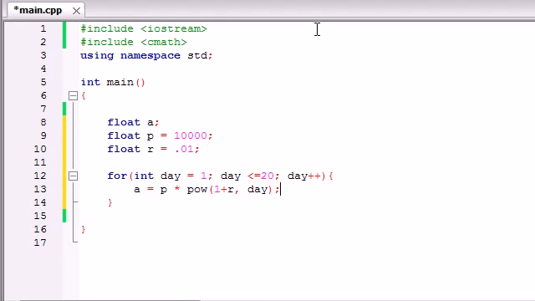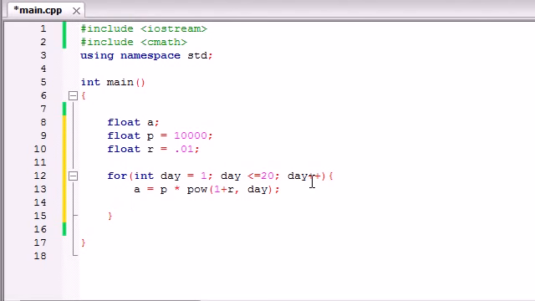The formula for calculating interest rate is this. The amount of money you're going to make is equal to your principal investment times 1 plus rate, and the rate would be 0.01 in this case, to the day exponent. So it would be like 1.01 to the 20th power. So I mean, it's a weird formula, but that's how you calculate it. Just trust me, it works.